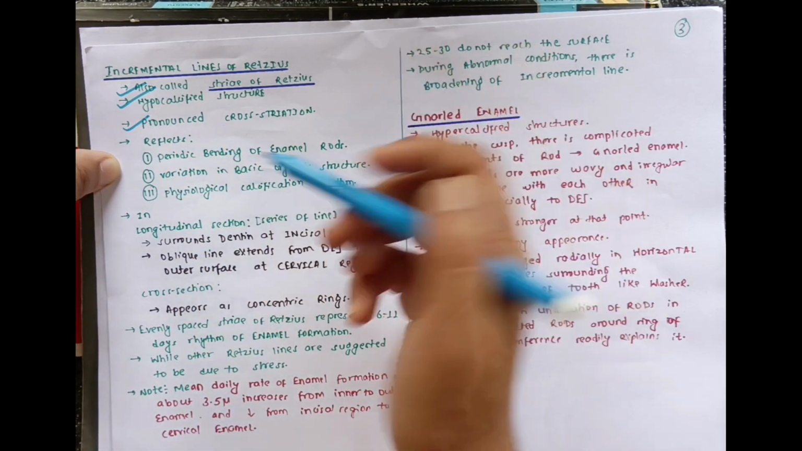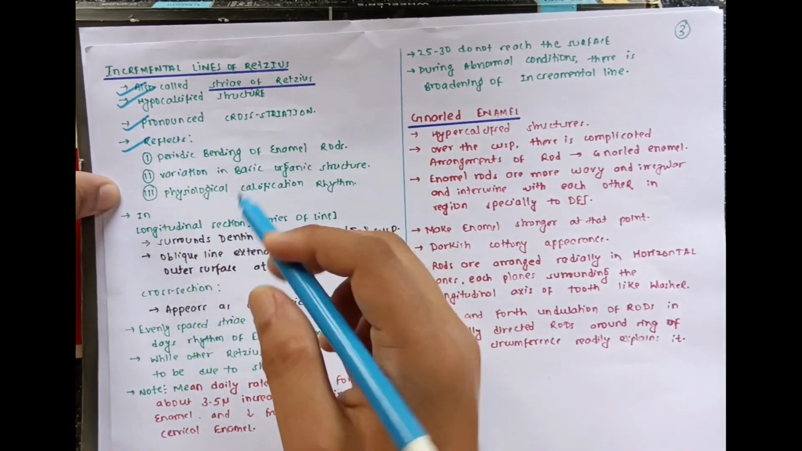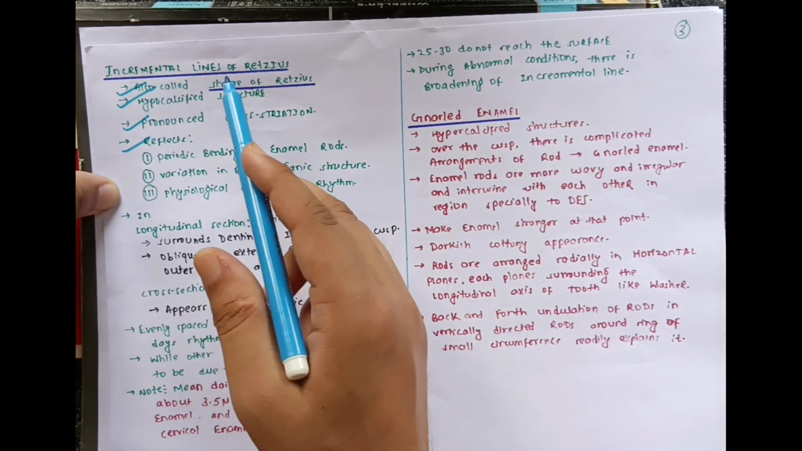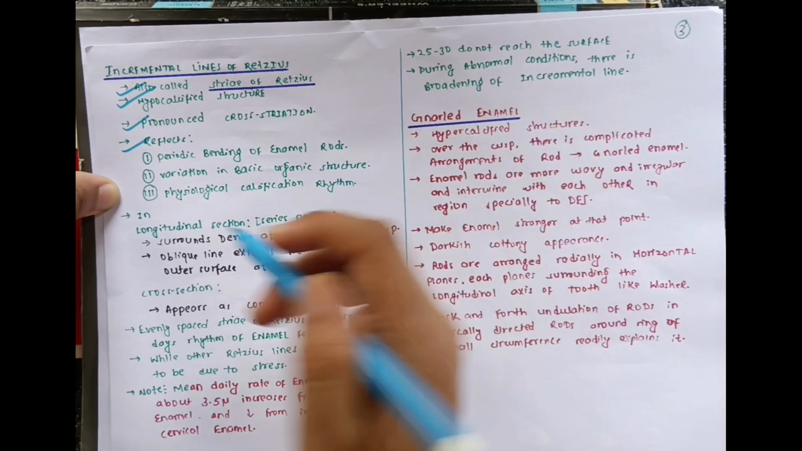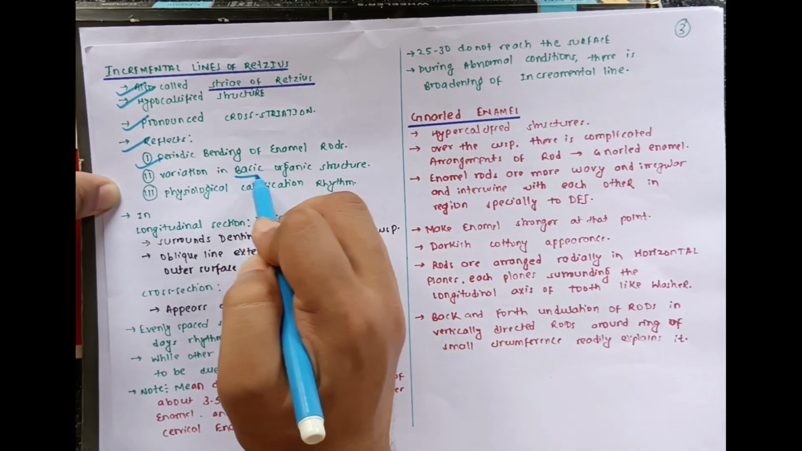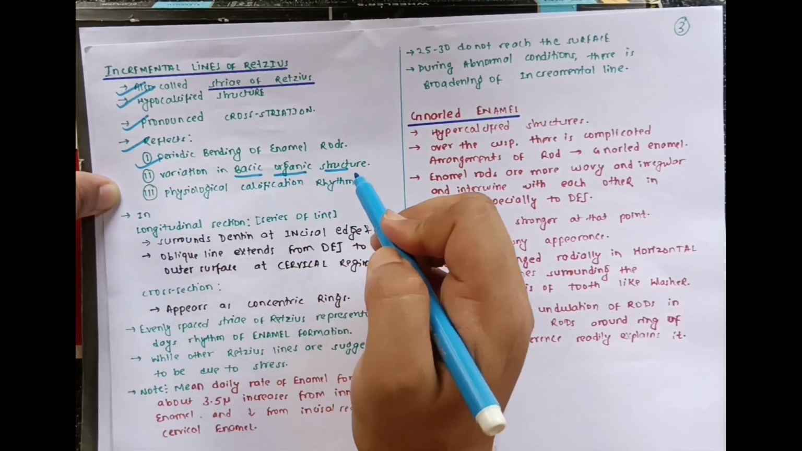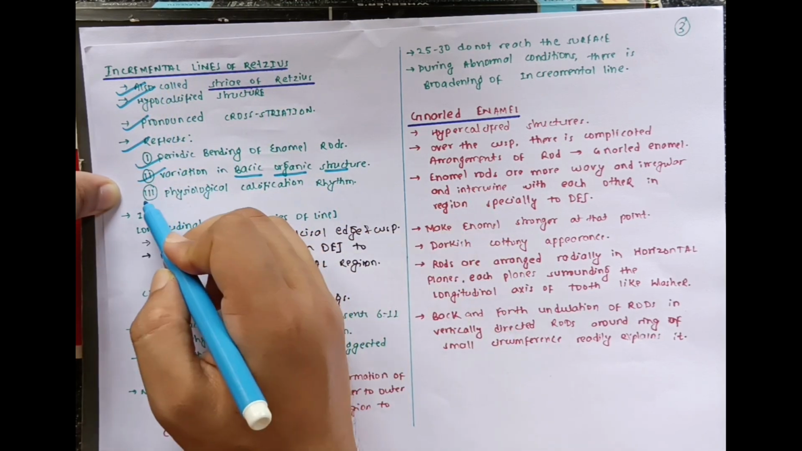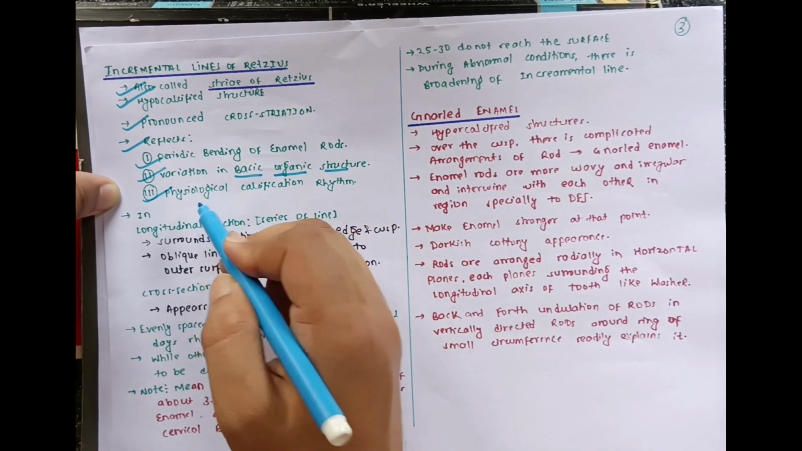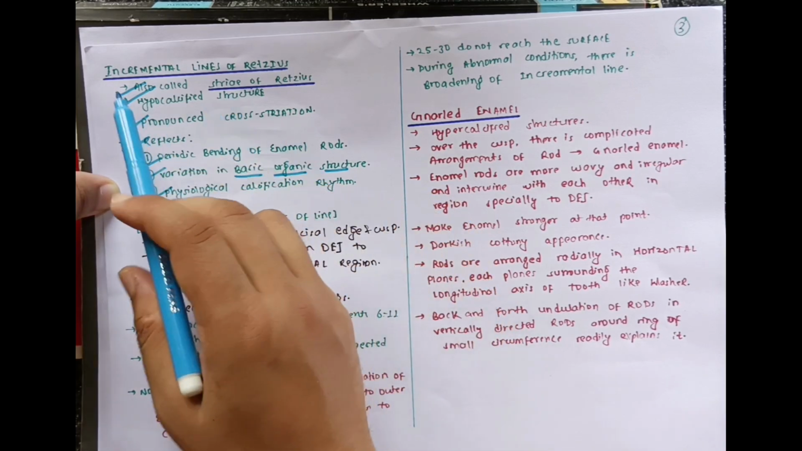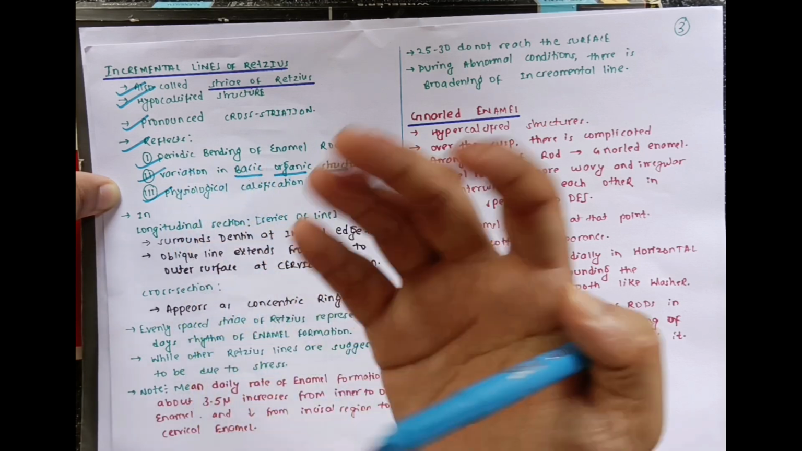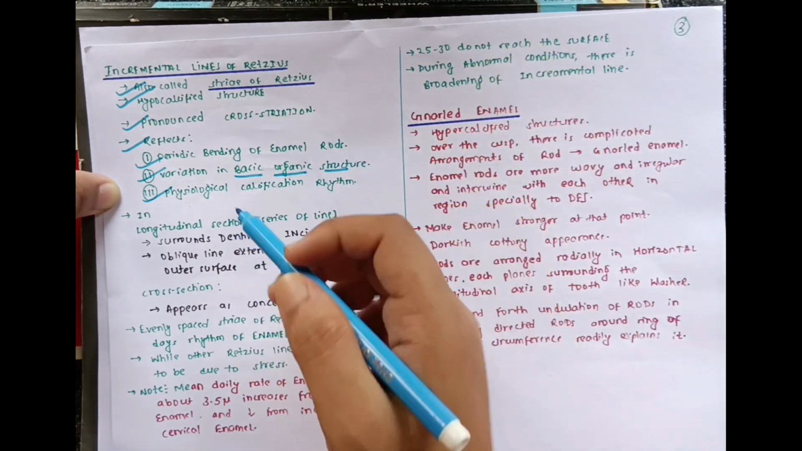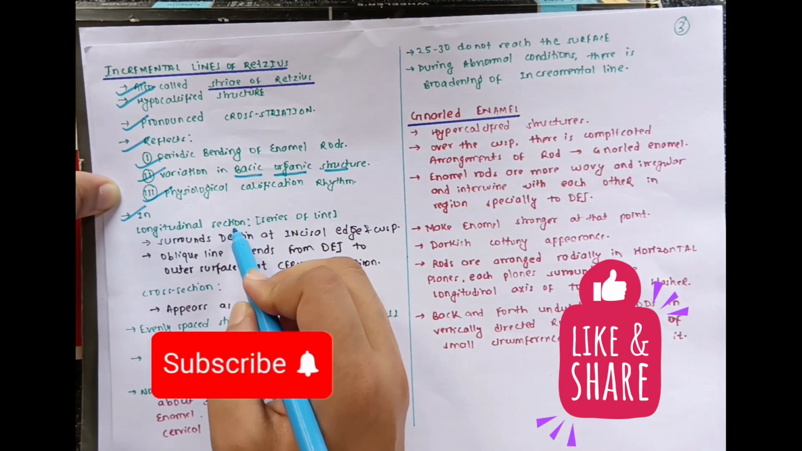They are particularly pronounced cross striations, and they reflect the periodic bending of the enamel rod. Periodic bending of the enamel rod may have formed this incremental line of Retzius. People think that a variation in the basic organic structure may also have caused the formation of the incremental line. Similarly, the physiological calcification rhythm may have also caused it. So just remember: periodic bending of the enamel rod, or variation in the basic organic structure, or the physiological calcification rhythm.